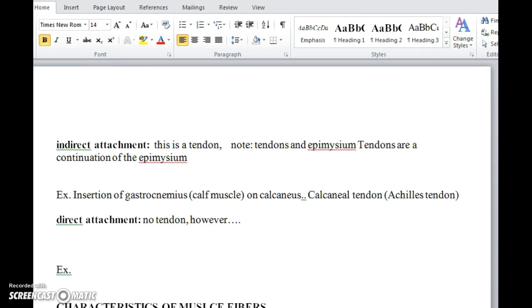Down here on direct attachment, it says no tendon, however, I'm going to pause and write that epimysium is fused to periosteum. Your muscle wrapper is fused to your bone wrapper, so they're still attached pretty good.